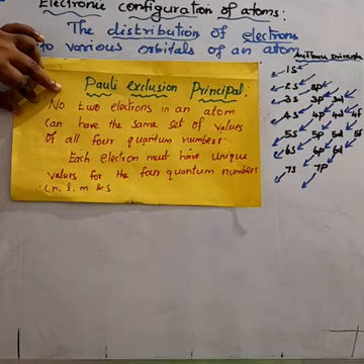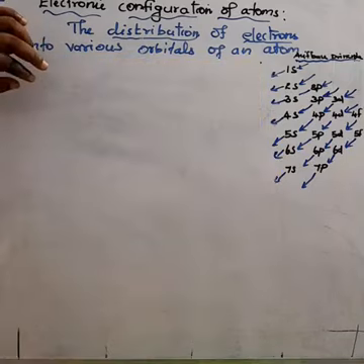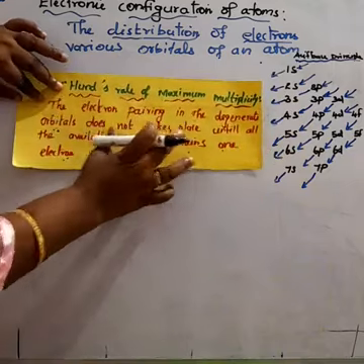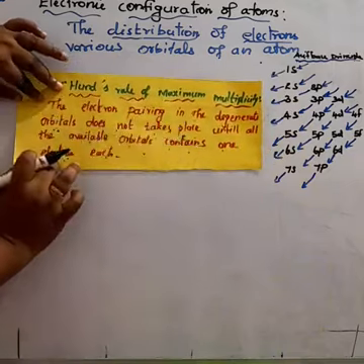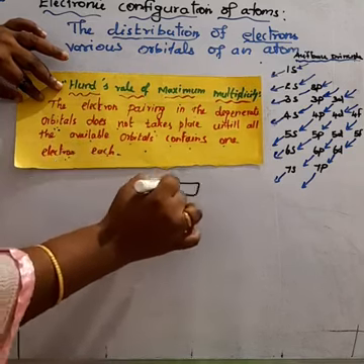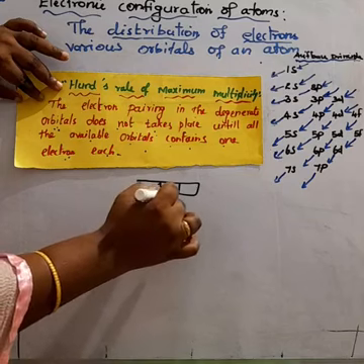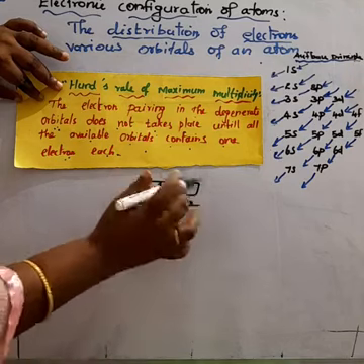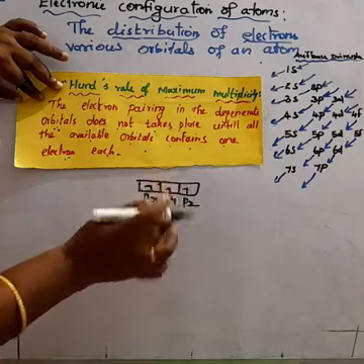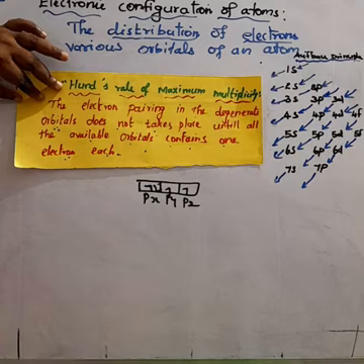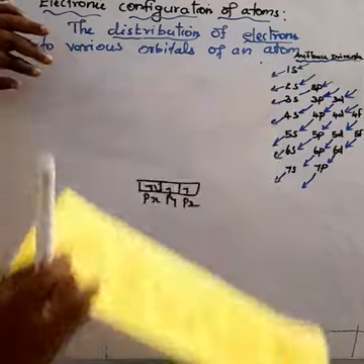And according to Hund's rule, electron pairing takes place only after the orbitals contain one electron each. For example, considering the p orbital, px, py, pz, there are three orbitals. Once the three orbitals are singly filled, after that pairing takes place. That is Hund's rule. According to these three principles, we can write the electronic configuration.